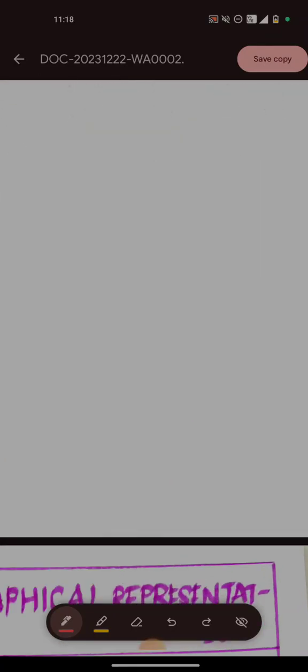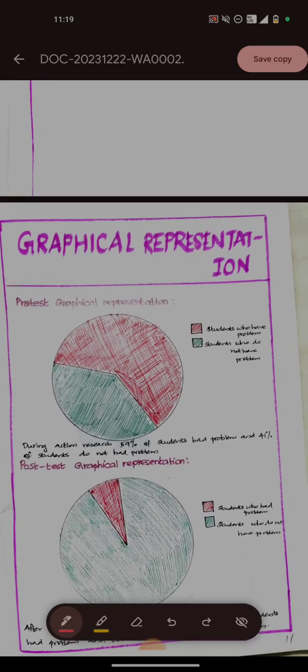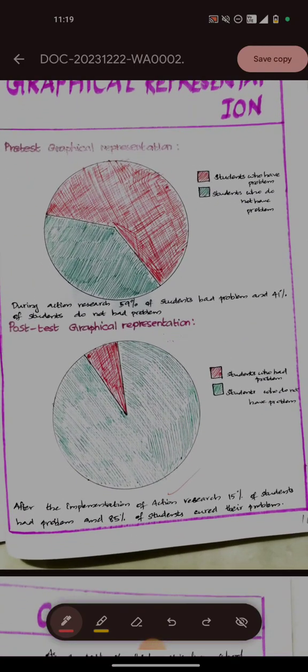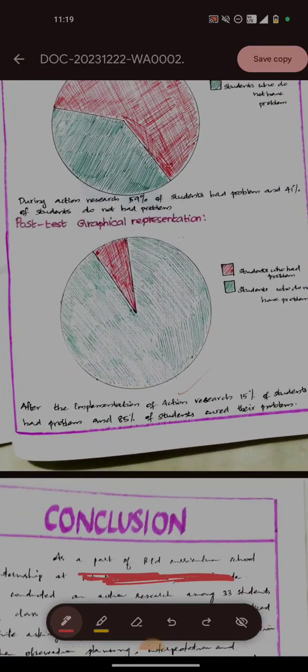Next we have the graphical representation. The graphical representation involves a pre-test and post-test graphical representation. The pre-test is conducted before the action plan is implemented. The test scores are represented as a graph. So we can see here clearly that it is a progressive result, and the post-test is done after the implementation of the plan.